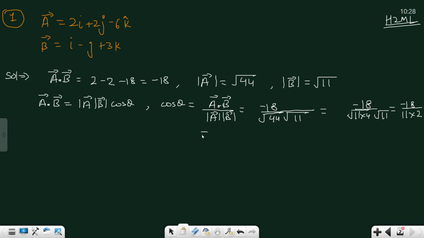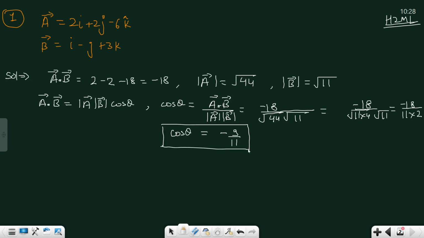So this is -9 by 11. Is it correct? Yes, sir. You don't need to find out the angle. You just need to write the cos theta, that is equal to -9 by 11. Clear? Is it correct?